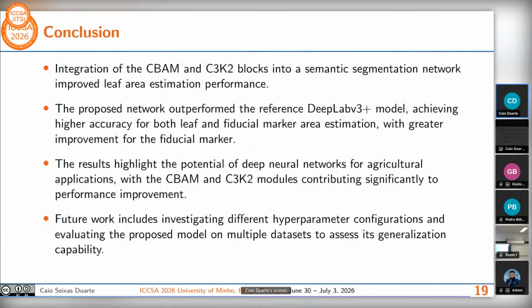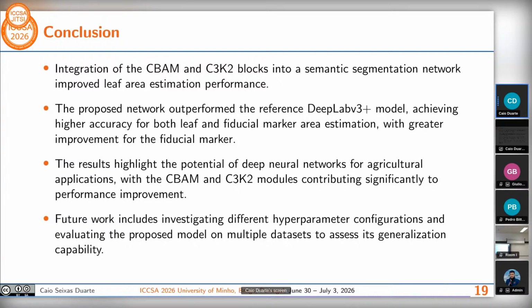And as a conclusion, this work incorporated the CBAM and C3K2 modules into a DeepLab v3+ based architecture for non-destructive leaf area estimation. The results show a reduction in the estimation error compared with the reference model for both the leaf and the fiducial marker. This finding demonstrates the potential of lightweight attention and refinement mechanisms for computer vision applications in agriculture.